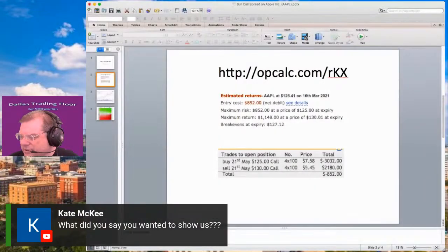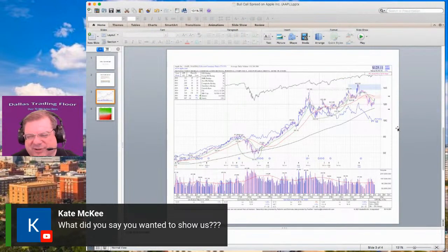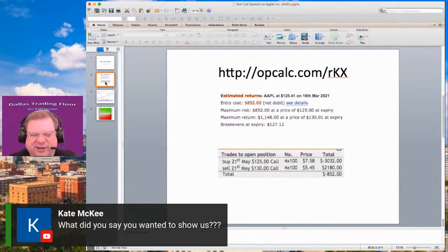So basically, this is Apple. Apple has made a movement above the 21-day exponential, so I do think there's a reversal on it. My idea here is that Apple may be a potential for a bull call spread. So here's what I did this morning. Basically, this cost me $852, and what I did is I bought 4 of the 125 May 21st calls, and the price I got was $7.58.